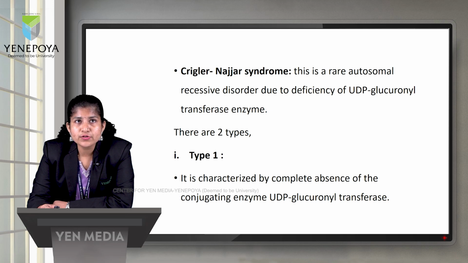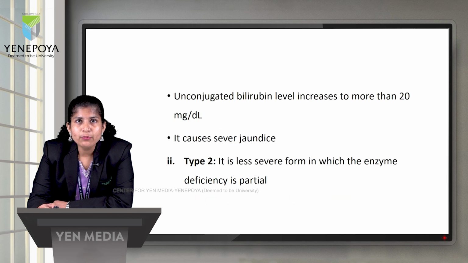This is a rare autosomal recessive disorder which is due to the deficiency of the enzyme UDP glucuronyl transferase. There are two types, type 1 and type 2. First we will see type 1. Here it is due to the complete deficiency of the enzyme UDP glucuronyl transferase, which is required for the conjugation of bilirubin. And next we will see what happens with the unconjugated bilirubin level in the serum. It will increase to more than 20 milligram per deciliter and this is very severe jaundice.